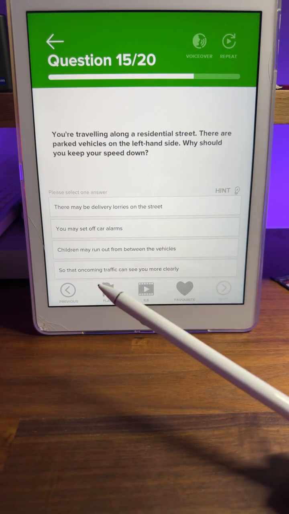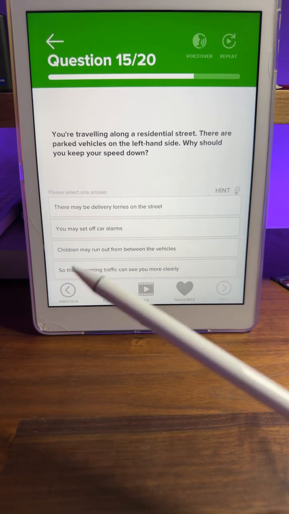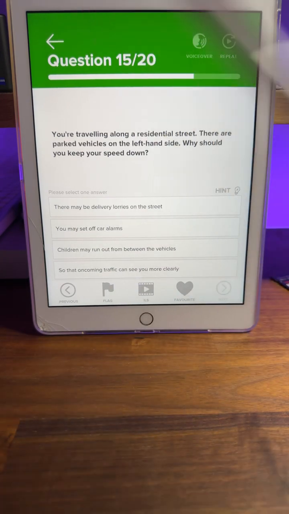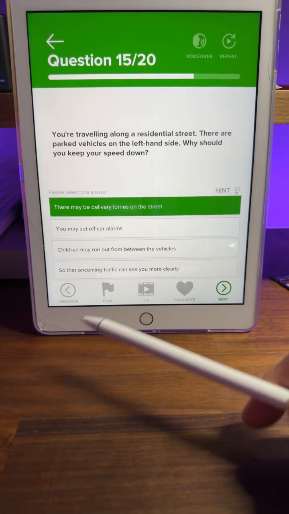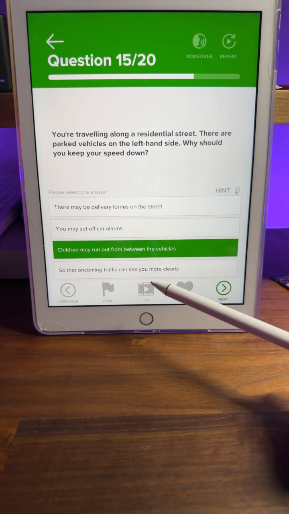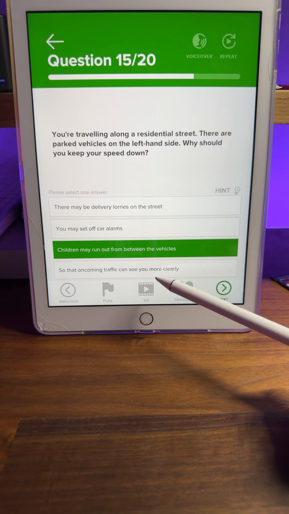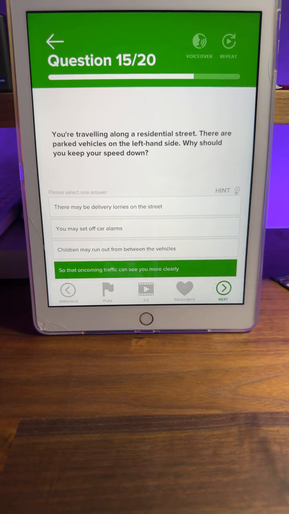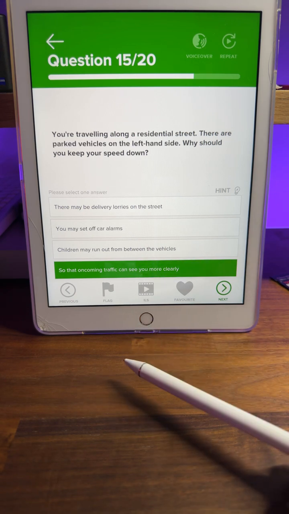Okay. There are parked vehicles on the left-hand side. Why should you keep your speed down? Let's think about that. You're in a residential area. Who could be in that residential area? A: There may be delivery lorries on the street. B: You may set off car alarms. C: Children may run out from between vehicles. D: So that oncoming traffic can see you more clearly. A, B, C, or D.